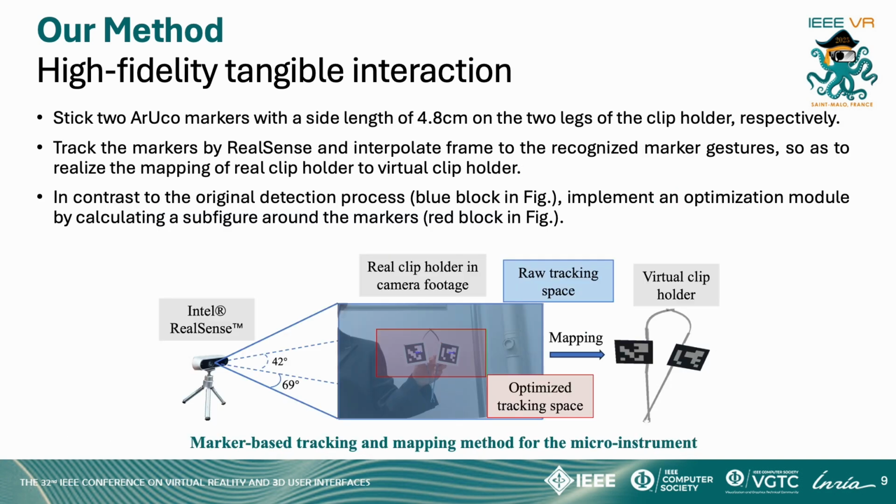For high-fidelity tangible interaction, we first attach two markers to the legs of the clip holder. Then we use RealSense to track these markers and interpolate frames to match the recognized gestures, mapping the real clip holder to the virtual one. To speed up detection, we optimize the process by calculating a sub-figure around the markers, as shown in the red block in the figure, instead of using the original detection method as shown in blue.